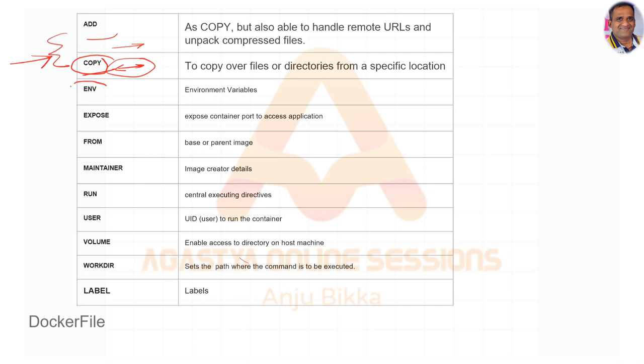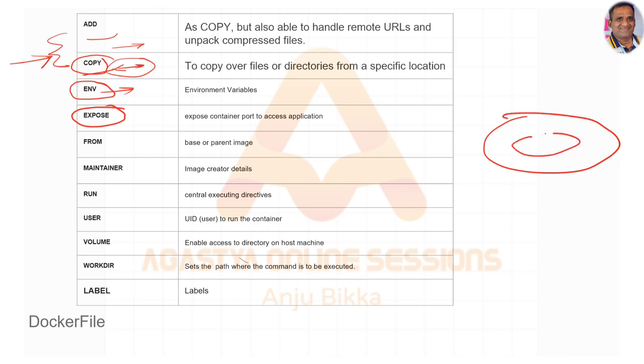For environment variables, you have to use the instruction ENV. EXPOSE is used whenever the container is started. If you want to access an app, you have to expose a port. So we use this command to expose a port of a container.